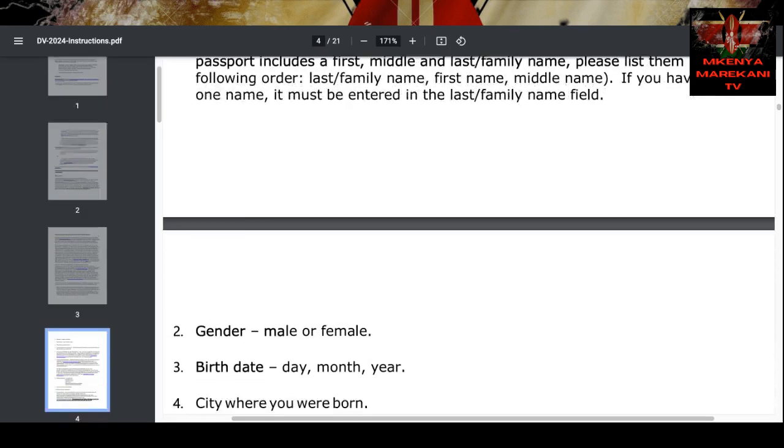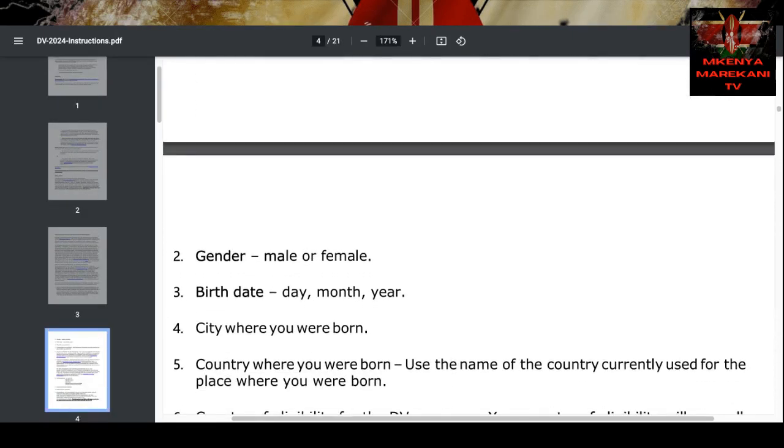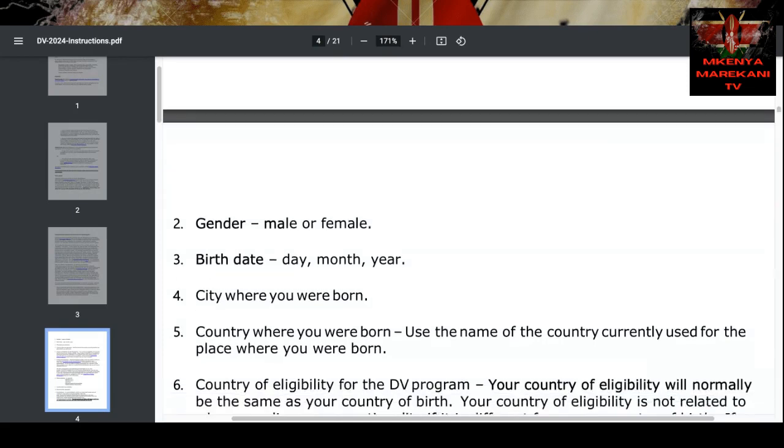Okay, so then this is gender. This part nowadays is confusing because people have other genders apart from male and female, but that is what is provided there. So you have to identify yourself either as male or female. Nowadays, you know, things are changing.